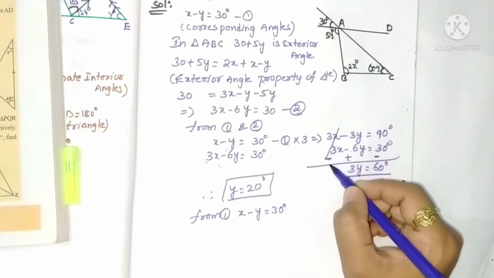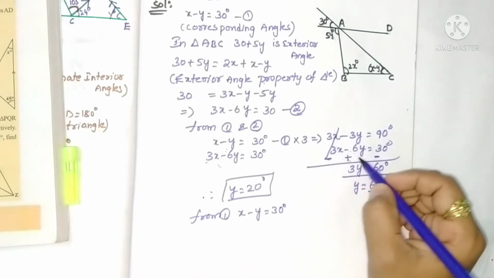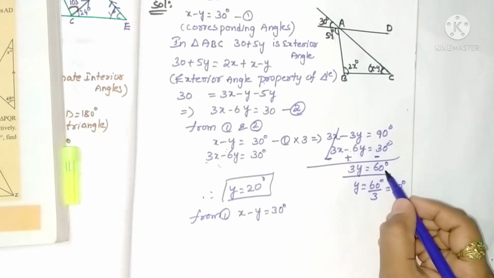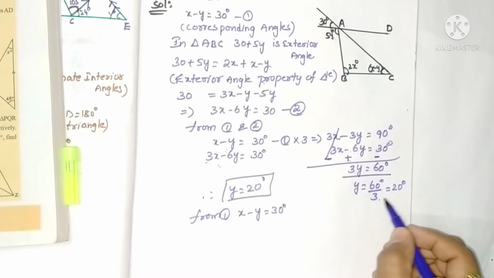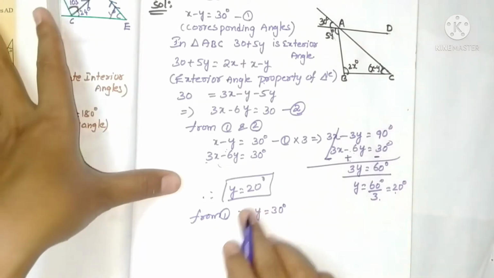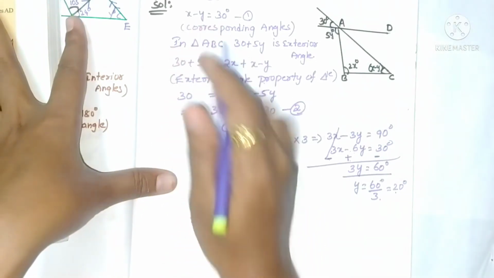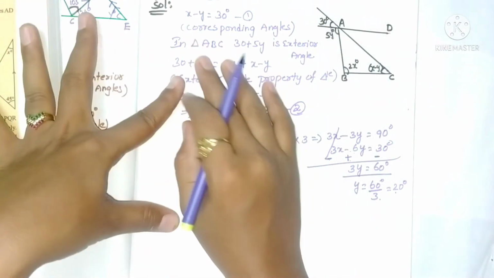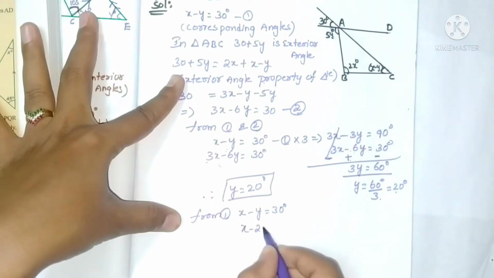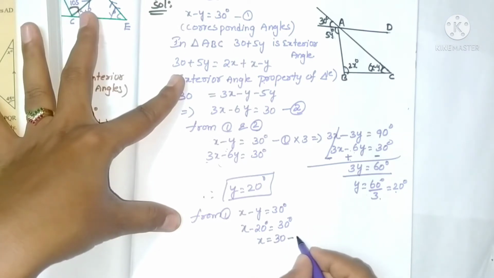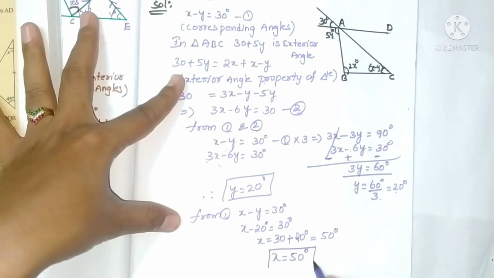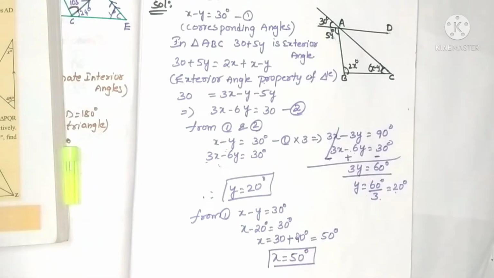Plus 3 and minus 3, if we subtract we will get 0. So they cancel. Plus 6 minus 3, 3y equals 60 degrees. Then y equals 60 by 3, that is 20. But from 1 we have x minus y equals 30 degrees. So x minus 20 equals 30, and x is equal to 30 plus 20 when we transpose it. So it is 50 degrees. So finally, the value of x here is 50 degrees.